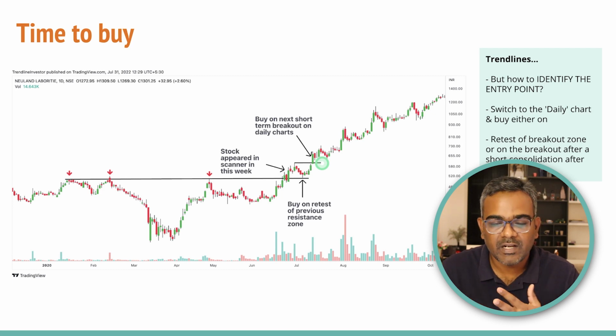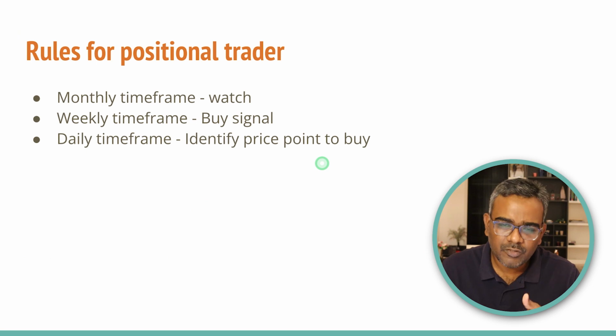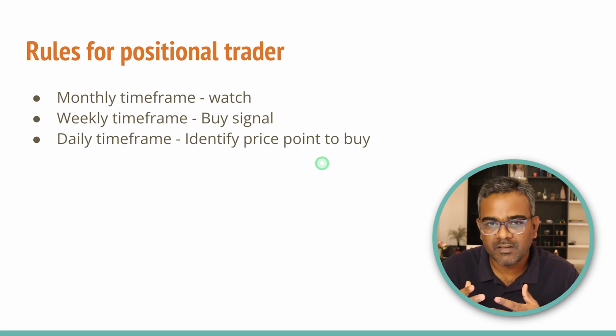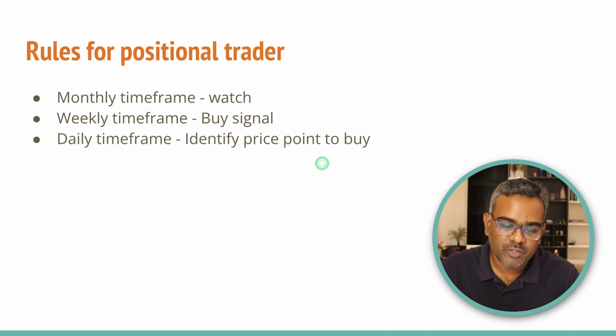Now, the CCI scan would help you with that. And the third thing is finding an entry point. Once you do all this, this is predominantly for a position trader, and then you can ride the trend as much as possible. Now, these are the rules for a position trader, so I'm just summarizing what I've discussed till now. On the monthly time frame, you keep watching the stock. Then on the weekly time frame, wait for a buy signal. You wait for the stock to break out, and then you hit the buy button on the daily time frame. Now, this is for a positional trader.